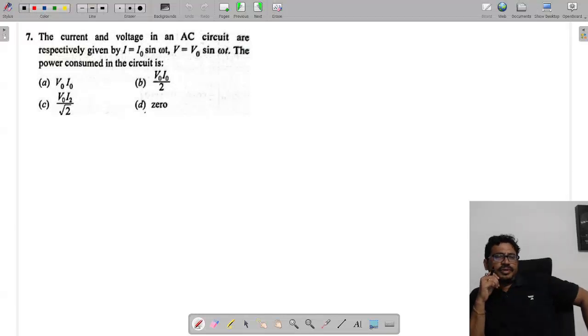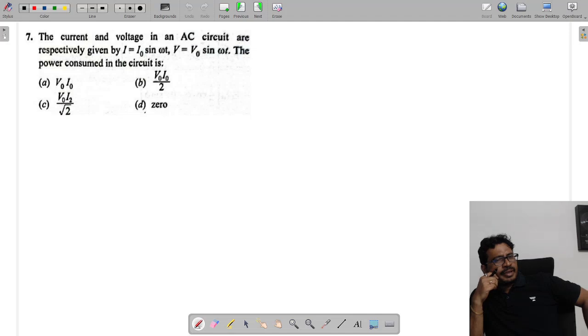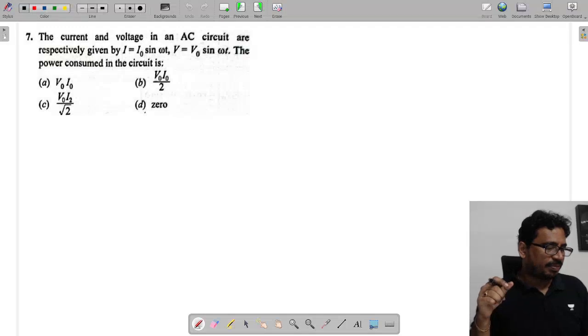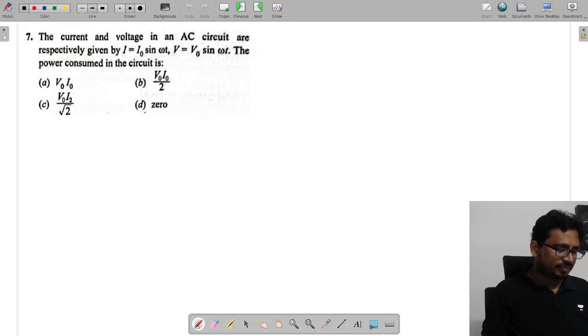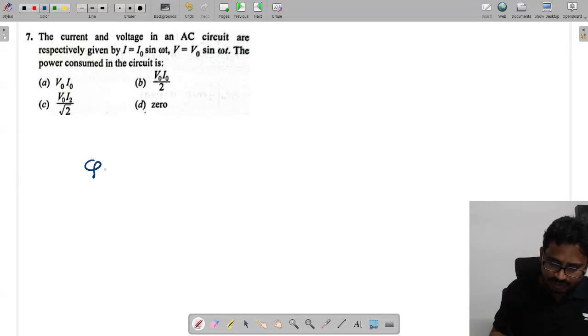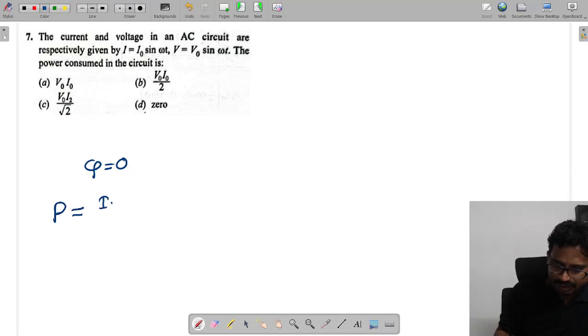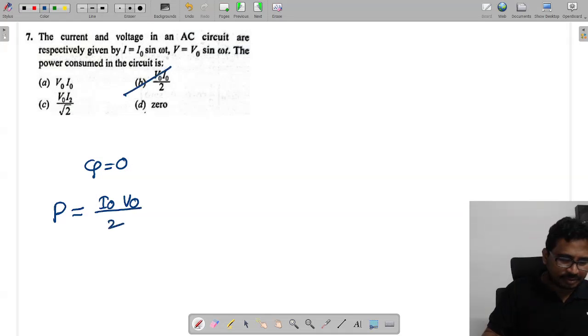The current and voltage in AC circuits are given like this. The power consumed is... We need to find how much power is consumed, right? Yes. Now you can see the phase difference between them is 0, so the power factor is 1. So power is non-zero. P is equal to I naught V naught by 2. Option B.